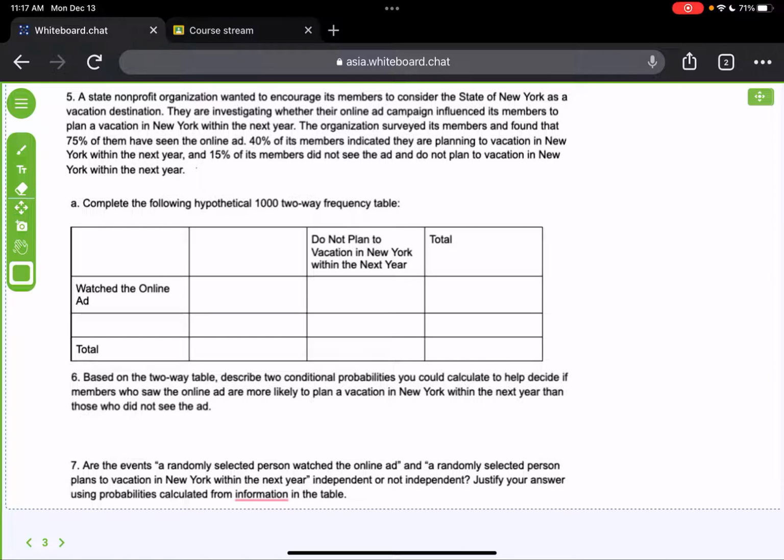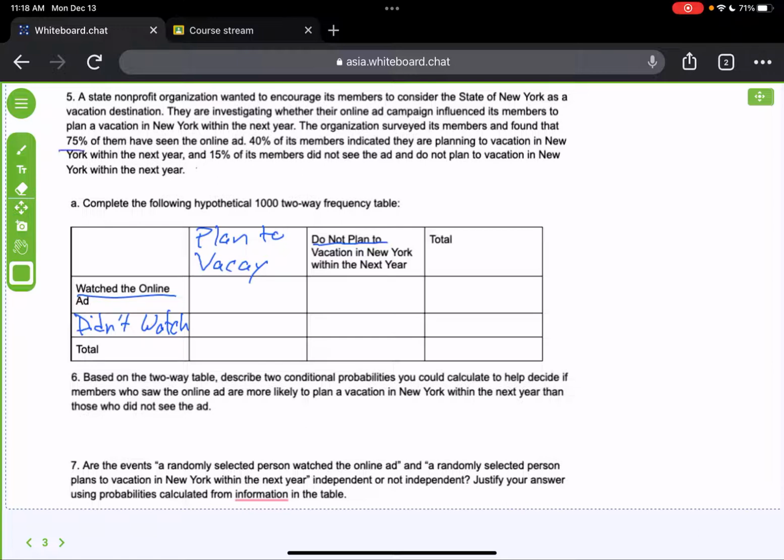All right, so complete the hypothetical 1,000. Now, we've got some categories that are not filled in, so let's go ahead and fill in those categories. If this is do not plan to vacation, this is plan to vacation. If this is watch the ad, this is didn't watch. Okay, so now our categories are filled out. Now let's go back and read and see what's going on.